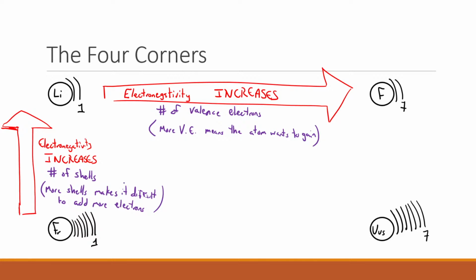So for electronegativity, those are our 2 big reasons. Number of valence electrons: the higher they are, the closer they are to 8, the more the atom wants to get to 8. And the fewer shells they have, the easier it is to grab an electron. The more shells they have, the harder it is to grab an electron.